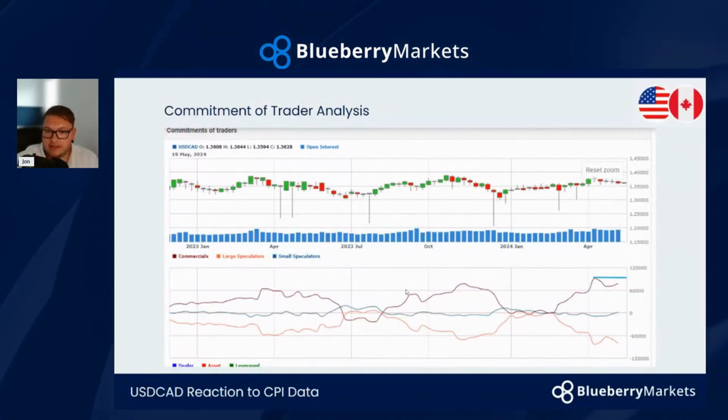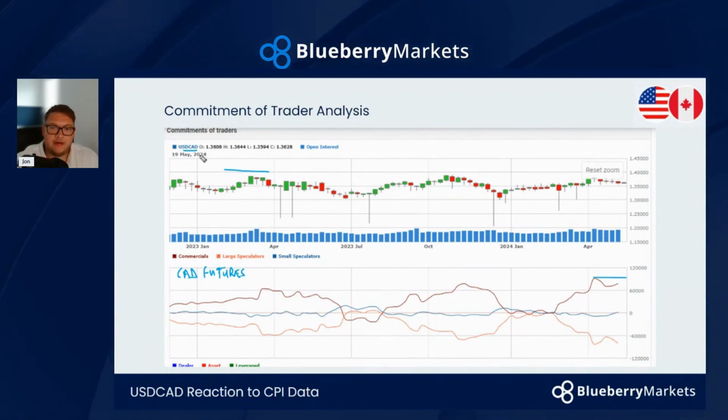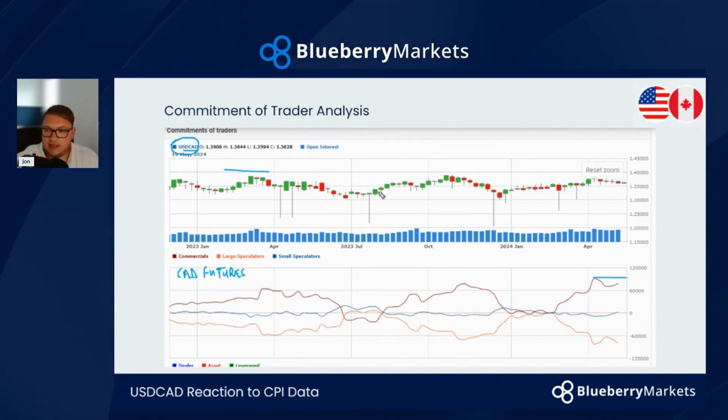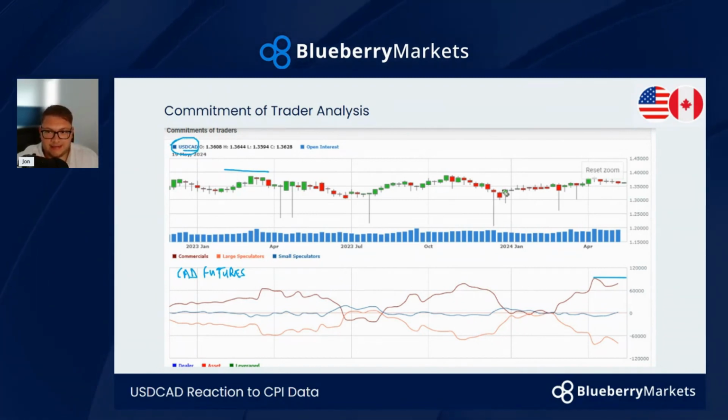So this is actually quite confusing, this chart. I will say this now. This is a price chart of dollar CAD, but the commitment of traders is based off of futures data. So this is actually CAD futures down here, just to let you know. A lot of the times they price it on dollar CAD charts. But essentially, if I'm talking about going long on CAD, you're looking at dollar CAD downside.